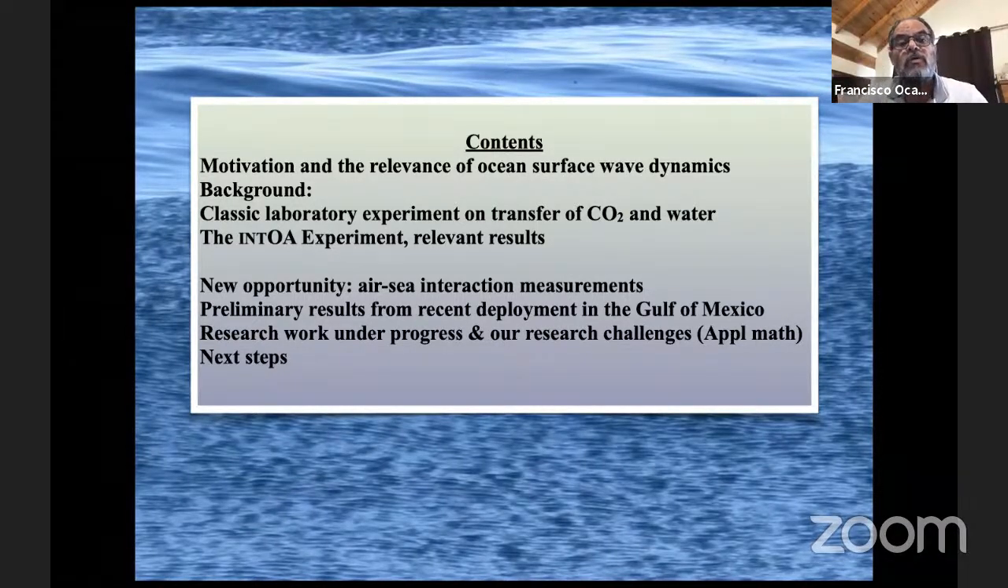In the second part of the talk, I will address the new opportunity that we have in order to measure air-sea interaction processes. And I'll provide you with some preliminary results from recent experiments, recent deployments in the Gulf of Mexico. And I certainly will talk about the research work and the progress in our group. And also I will mention and indicate specific challenges in our research, essentially associated with applied maths. And finally, I'll give you an idea of next steps and final comments.